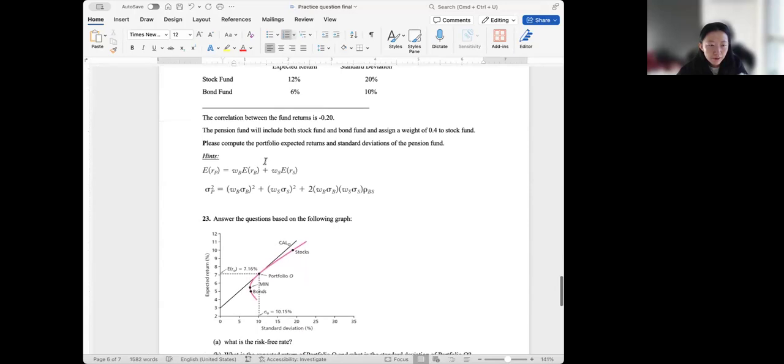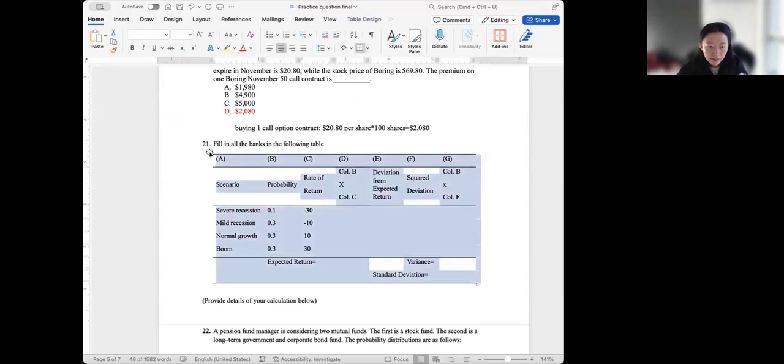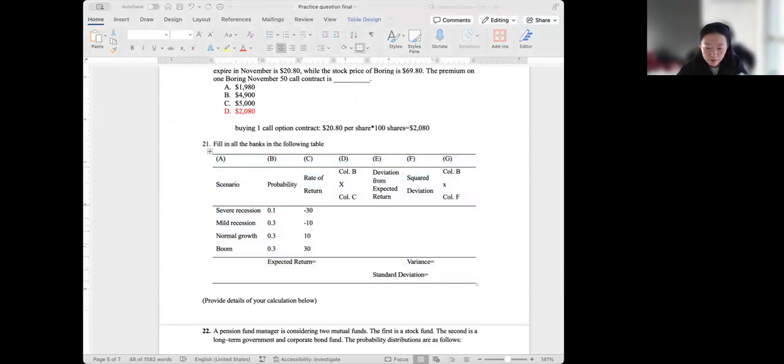Okay, so a numerical question here. Fill in all the blanks in the following table. So I need to copy the following table to an Excel file.